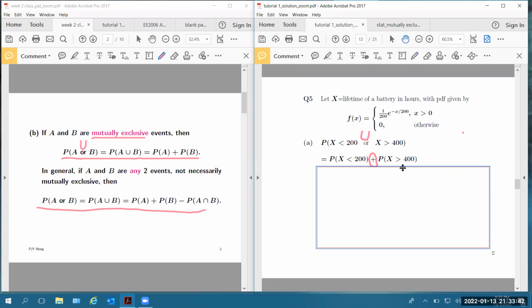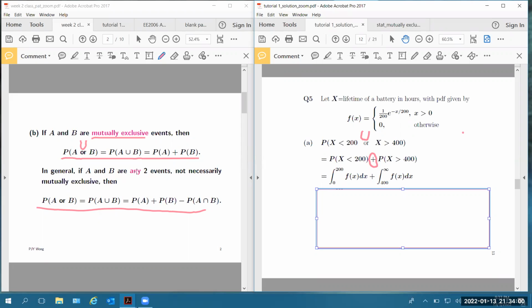And then we just go and calculate each of these probabilities. This one is a continuous random variable. How to find the probability? Use the probability density function and integrate. Okay, now the first one, x less than 200.